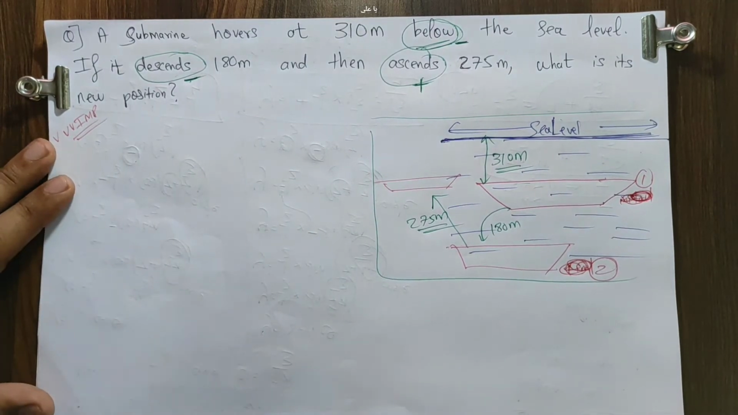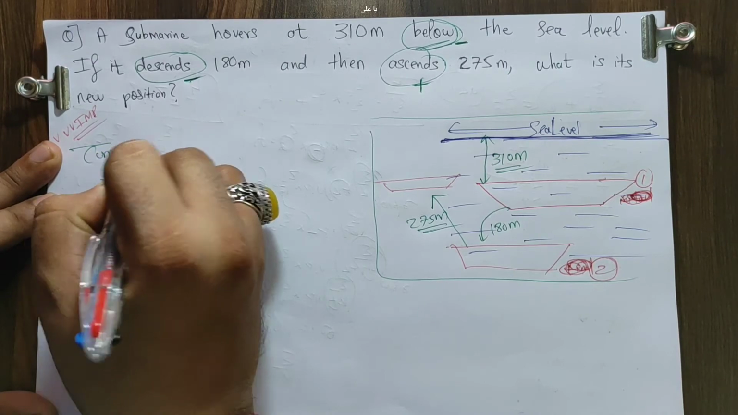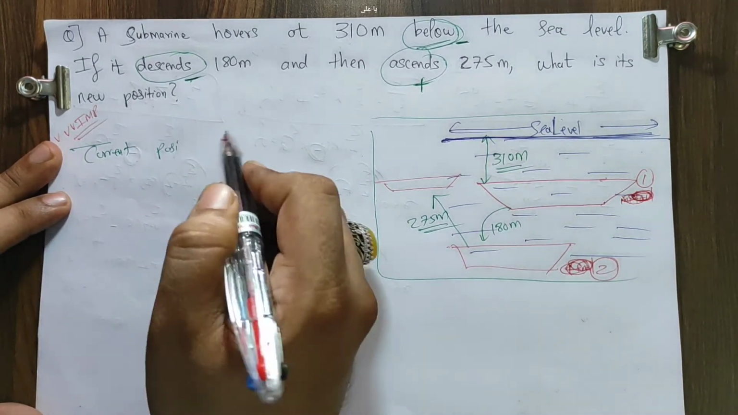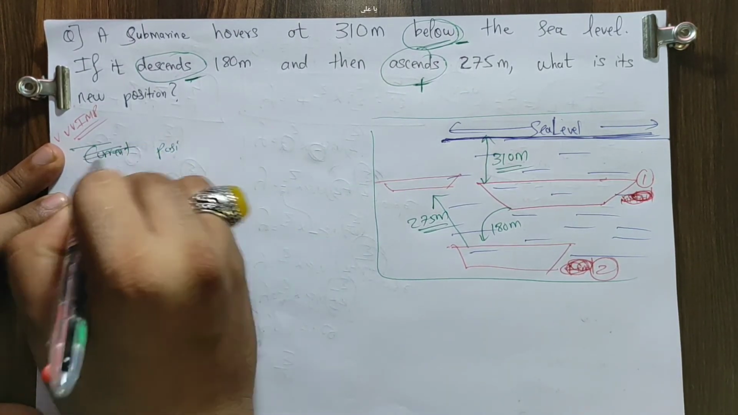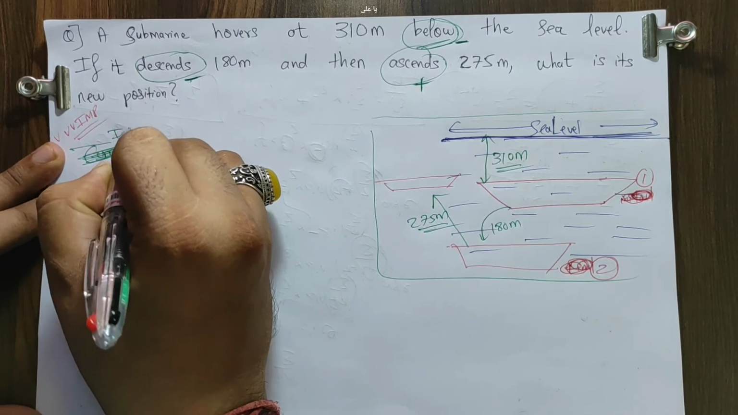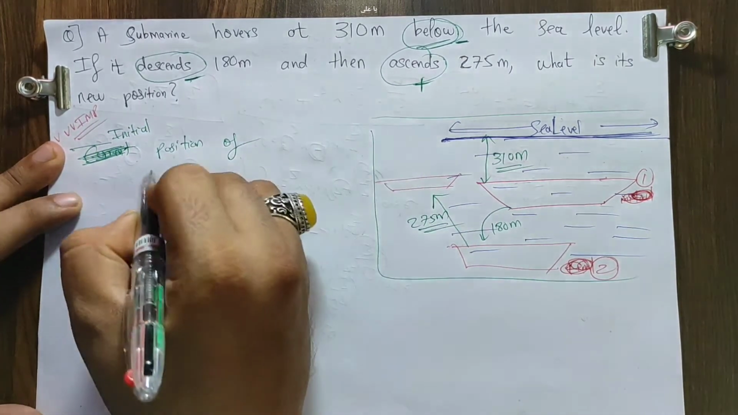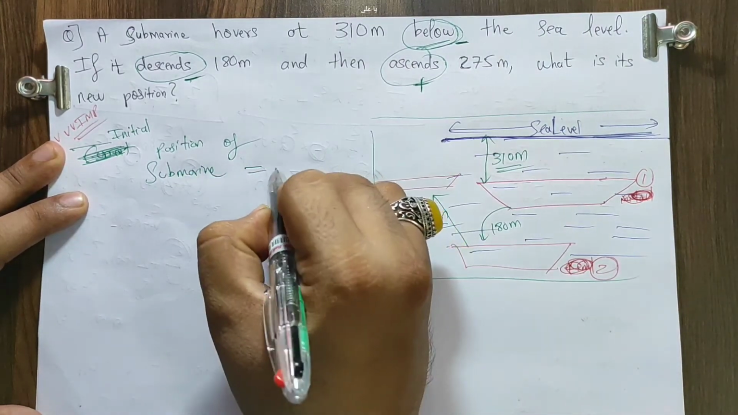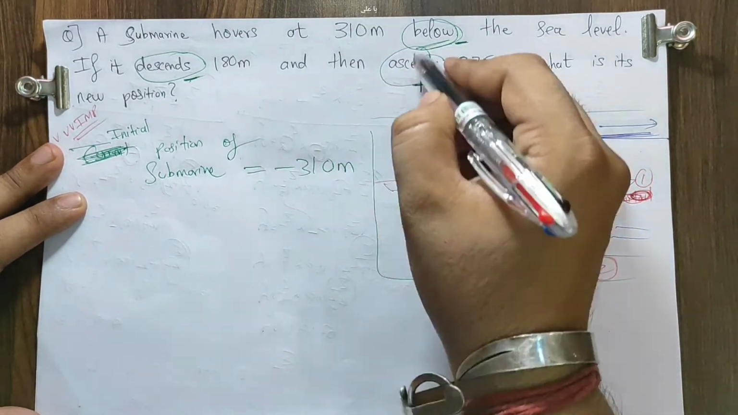Okay, so here in the first part of the solution I'll write current position. Okay, what is its new position, right? In initial position I'll write initial position of submarine will be how much? Minus 310 meters. Why minus? Why this minus? Because of this word below.